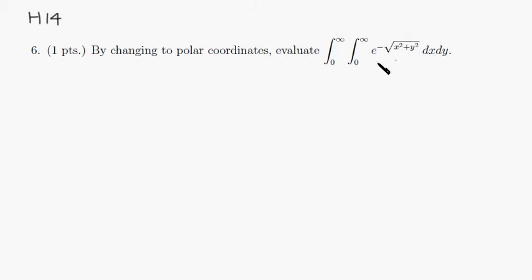x is going from 0 to infinity, and y goes from 0 to infinity. Which means that we're talking about the first quadrant. Maybe I'll sketch the picture.